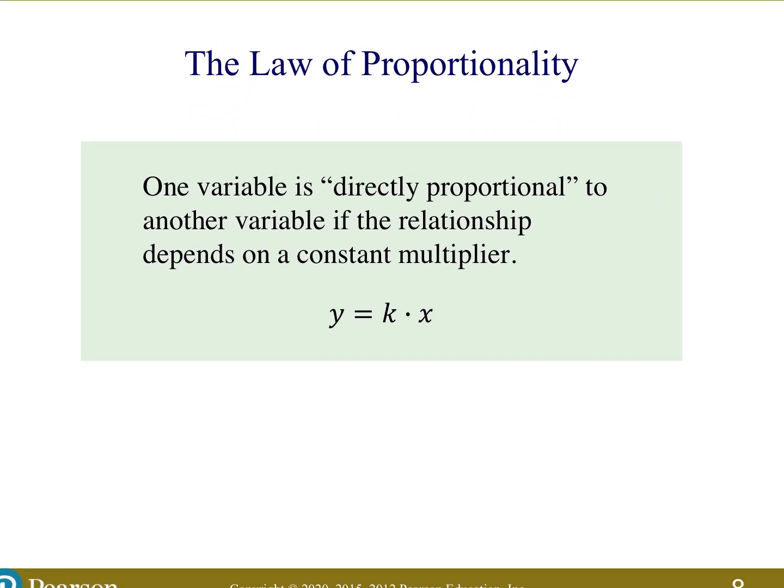One language item to understand is the phrase directly proportional. In math, if anything is directly proportional, that means the relationship is based on a product. It's a constant multiplier relationship. So in this case, we say that y and x are directly proportional to each other based on a constant multiplier k.